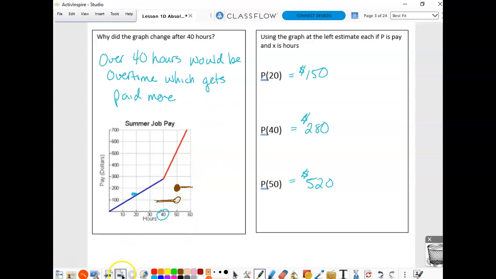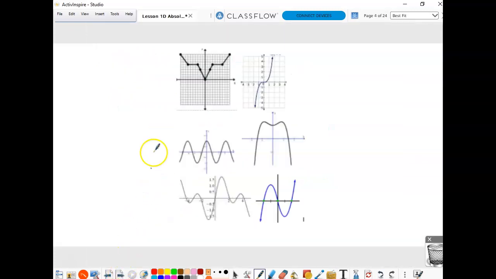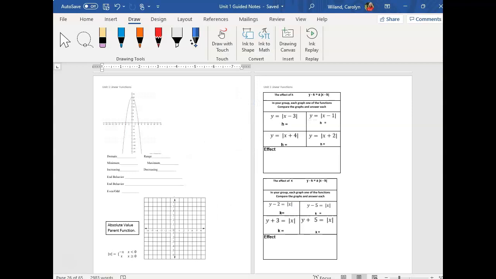All right, the next thing I want you to go take a look at is these 6 graphs. The stuff in between that you have right there, let's go through and look at these real quick.